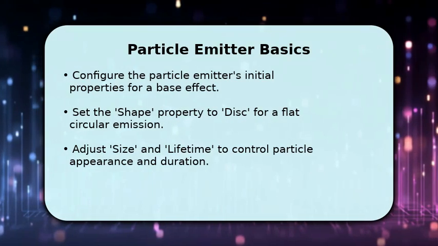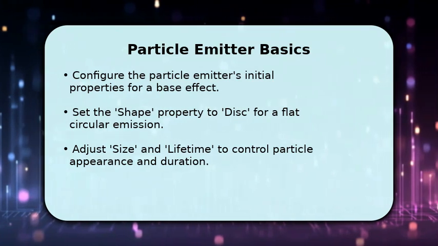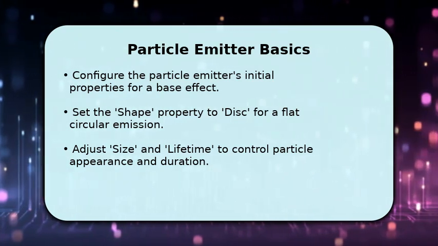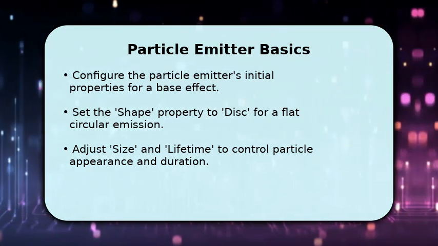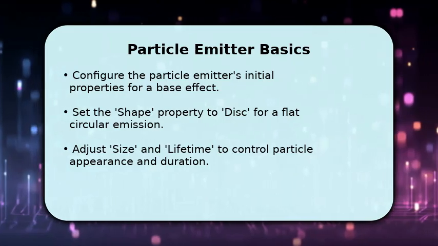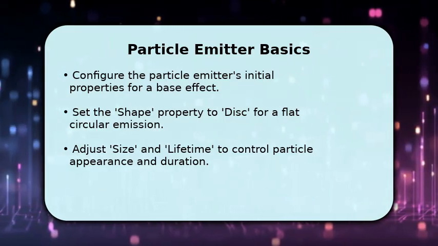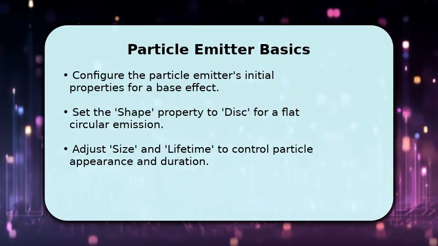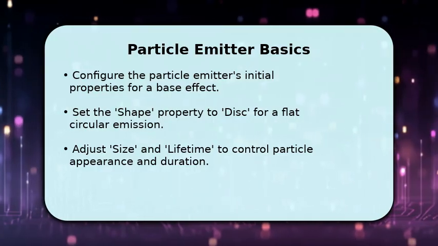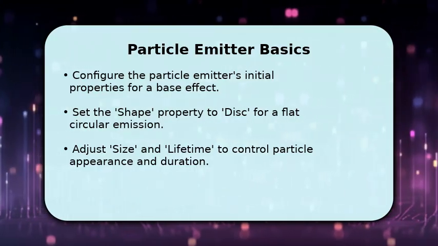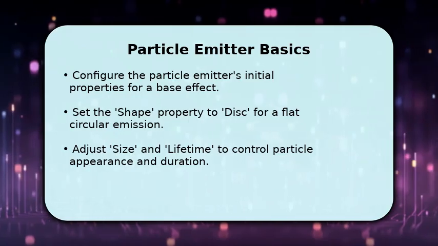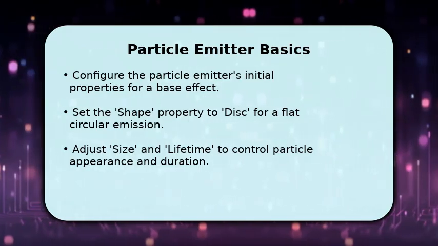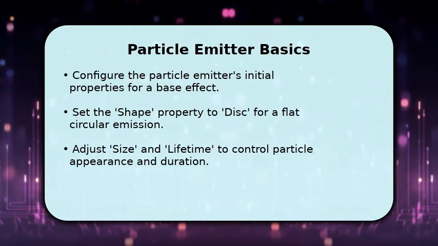To begin, select your particle emitter and navigate to its properties window. Locate the shape property and change it from box to disk. This immediately gives us a flat, circular emission area. Next, set the size property to a sequence like 0.5, 1, 0 to make particles grow then shrink. Adjust lifetime to around 2 seconds for a visible duration, ensuring your circle effect is clear and impactful.